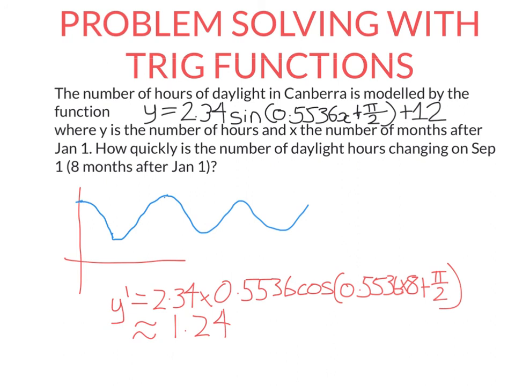Again, as I've said in all the other videos, I want us to understand this is an instantaneous rate of change. This is the rate 8 months after January 1. It's not an average rate. It's not the average rate of change between January and September. It's the rate of change at one instant in time.